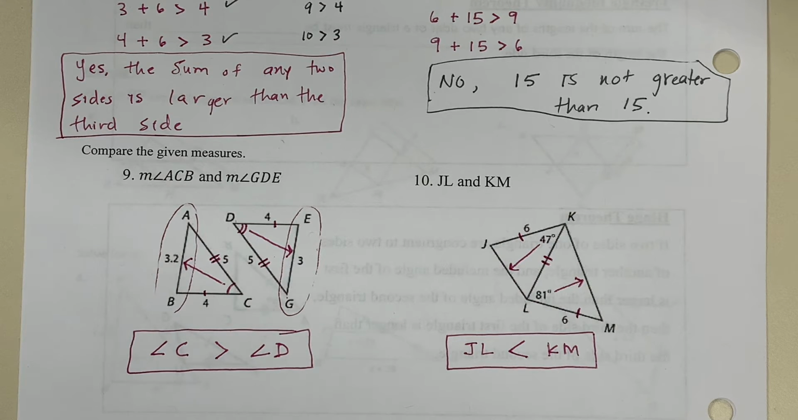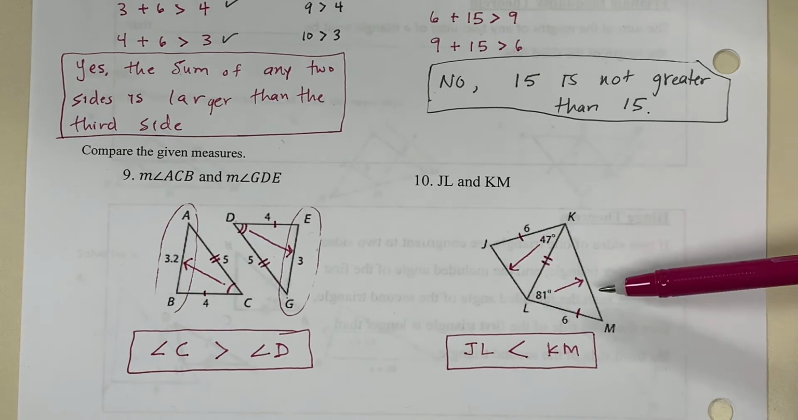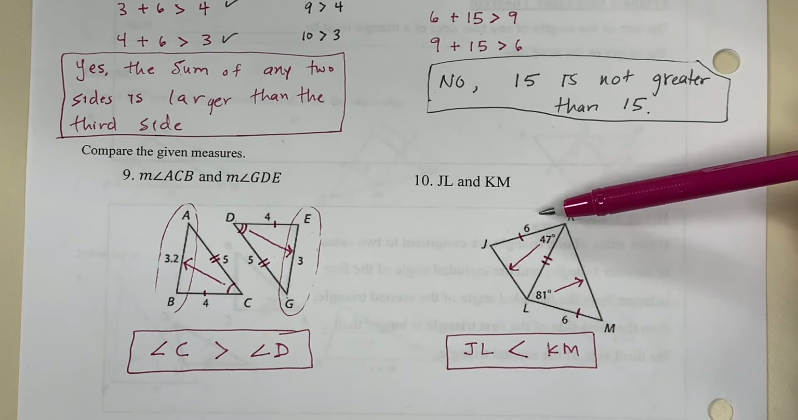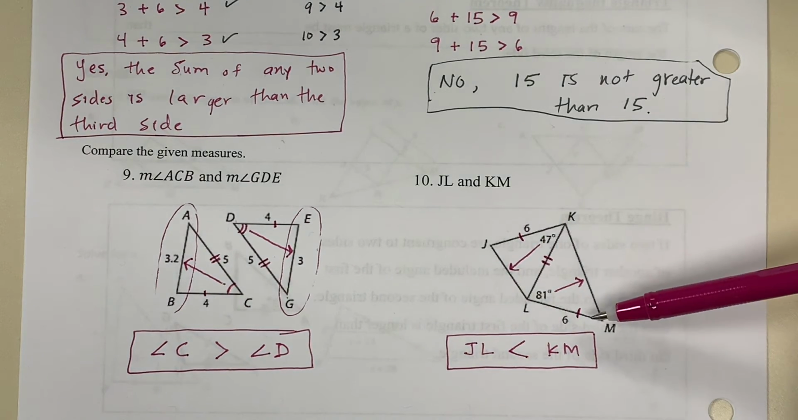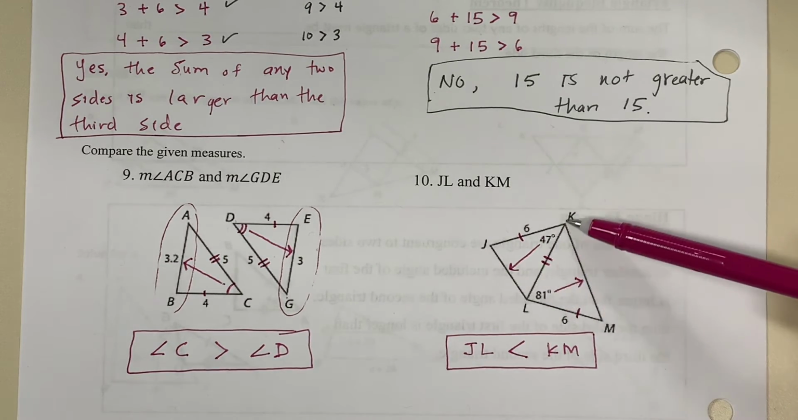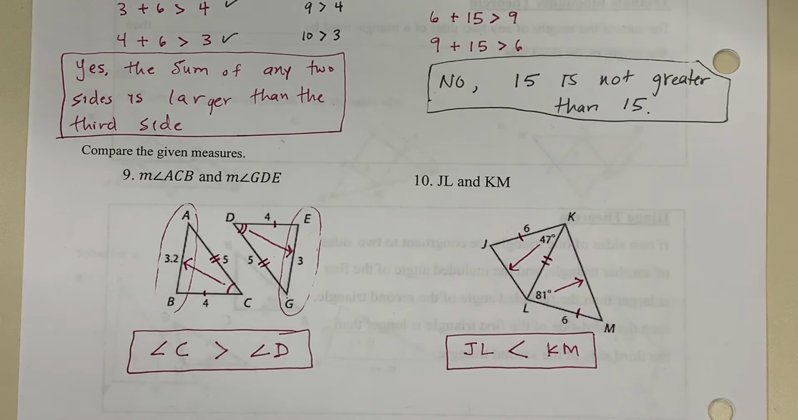In problem number 10, I'm going to compare side JL with side KM. Again, what do I notice in my picture? I know side JK is congruent to side LM, and the two triangles have a shared side, LK, so those sides are congruent as well. So again, I'm comparing that third side, and I'm going to use the angles across from those sides.